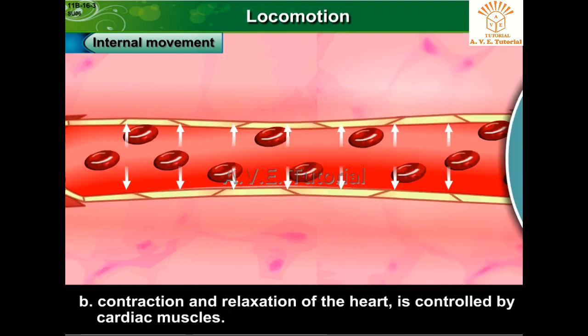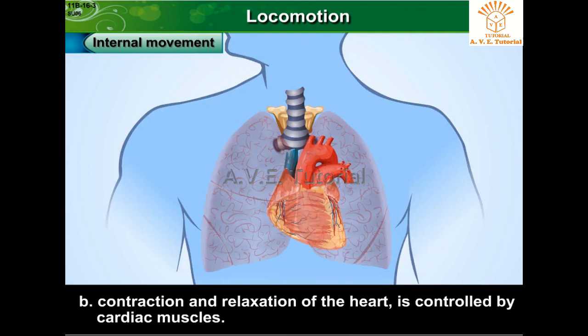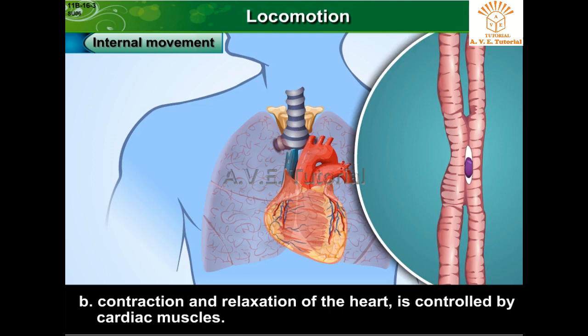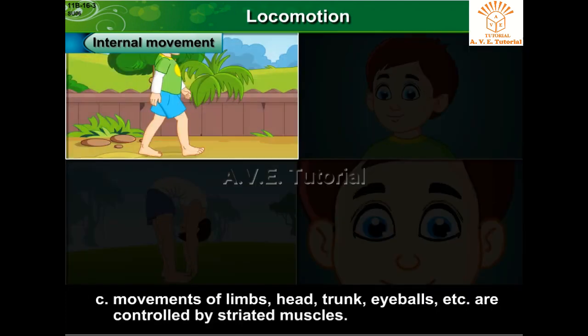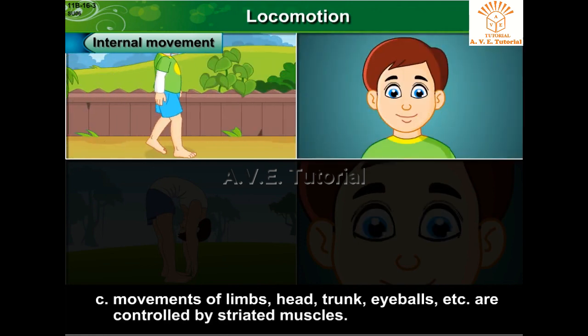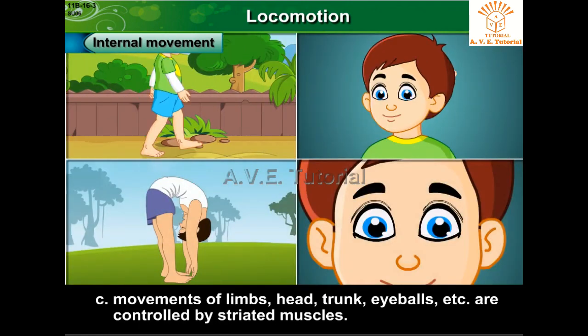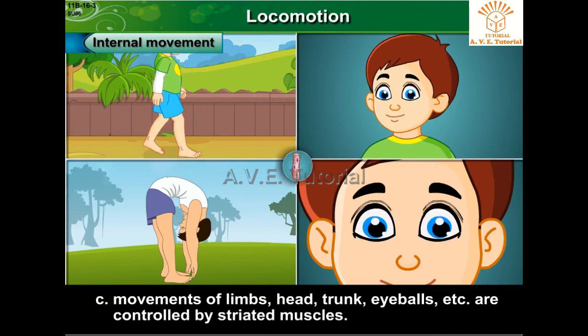B. Contraction and relaxation of the heart is controlled by cardiac muscles. C. Movements of limbs, head, trunk, eyeballs, etc. are controlled by striated muscles.